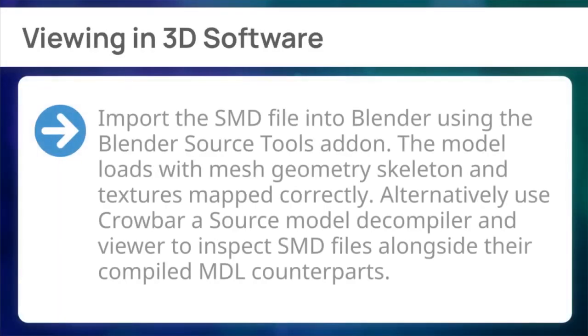First, viewing in 3D software. Import the SMD file into Blender using the Blender Source Tools add-on. The model loads with mesh geometry, skeleton, and textures mapped correctly. Alternatively, use Crowbar, a Source model decompiler and viewer, to inspect SMD files alongside their compiled MDL counterparts.